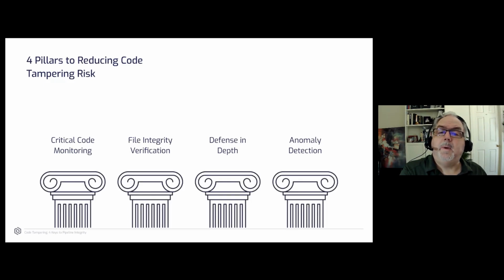SciCode analyzed the recommendations of these three groups and identified 4 pillars for reducing the risk of code tampering. They include critical code monitoring, file integrity verification, defense in depth, and anomaly detection.